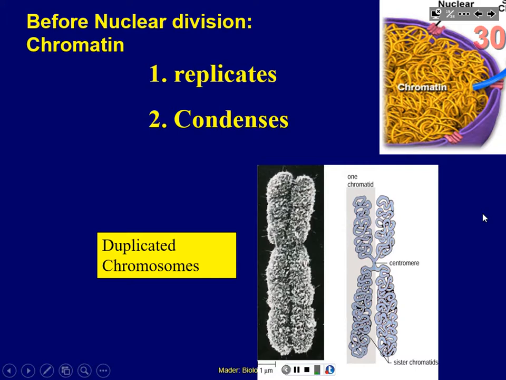Each side is called a chromatid. C-H-R-O-M-A-T-I-D, chromatid. And because they are identical to each other, they are called sister chromatids. And they are held together by this structure called a centromere, C-E-N-T-R-O-M-E-R-E. Some vocabulary that's really important. Each side is a chromatid because they are identical. They are called sister chromatids, and they are held together by a centromere. Okay?